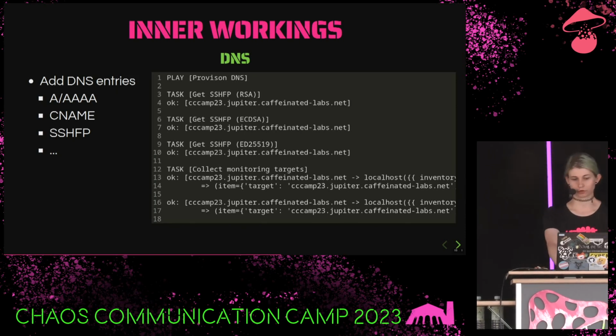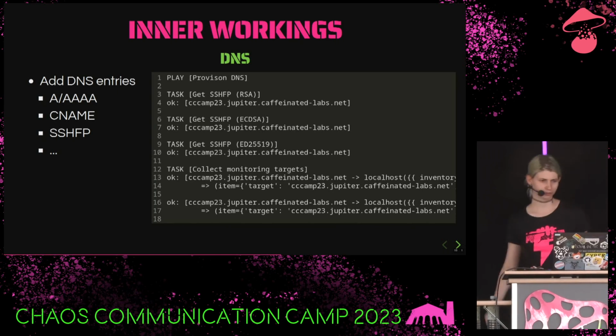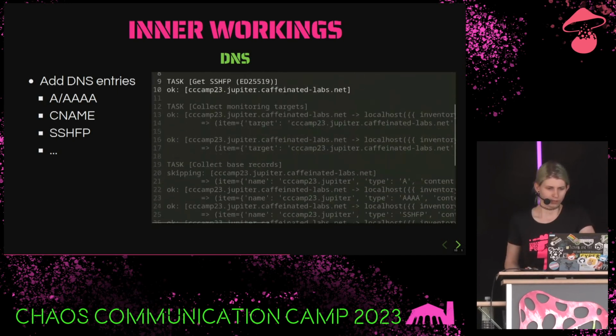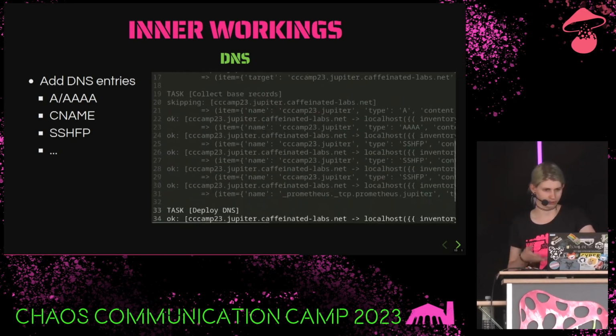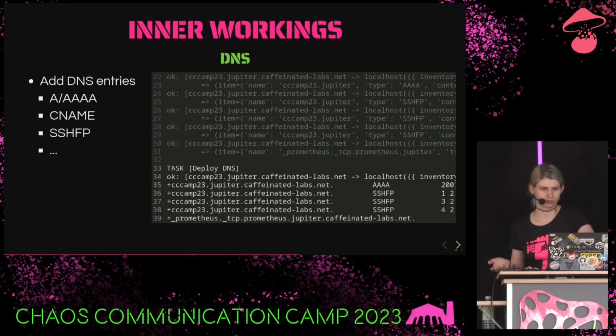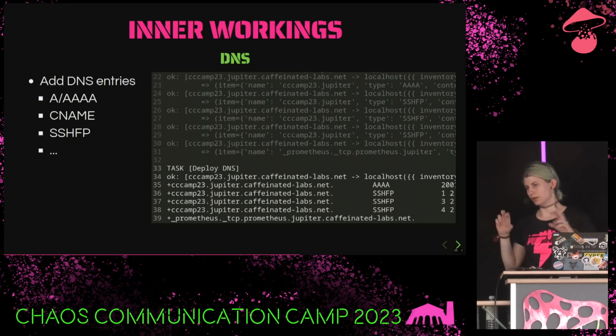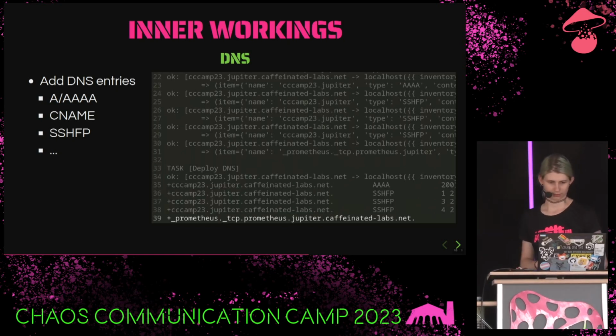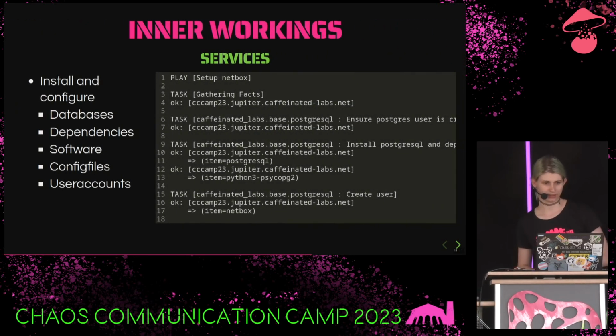Then, of course, we set our A and AAAA records, our CNAMEs if we need them, and everything else. For example, you can also set the Prometheus DNS records, which are just SRV records that allow your monitoring to learn about new hosts. We will see that in action soon. Yeah, monitoring records.